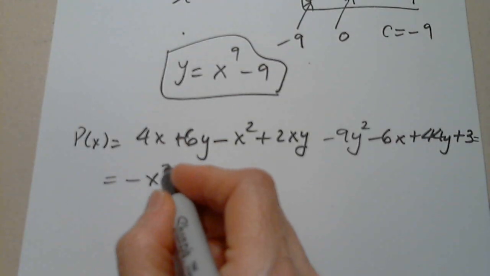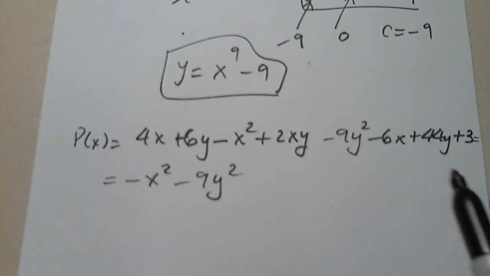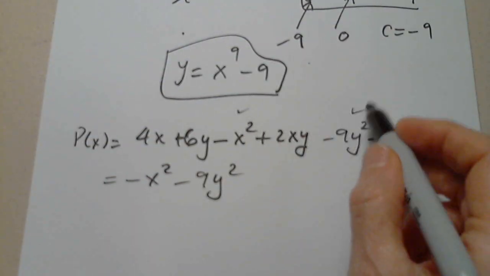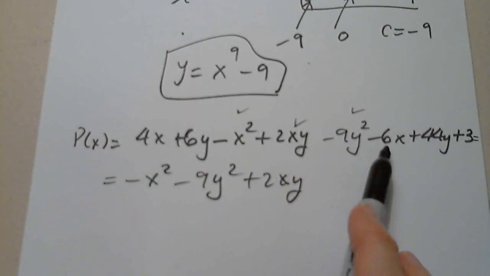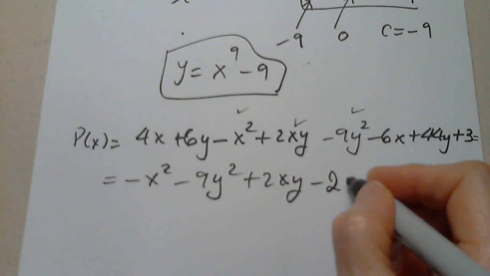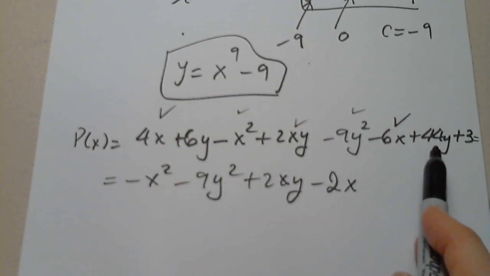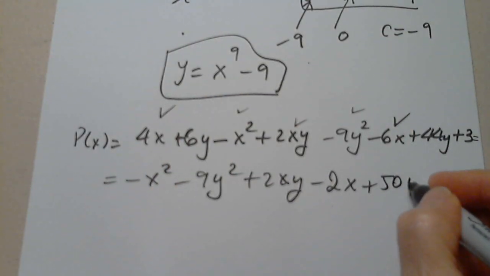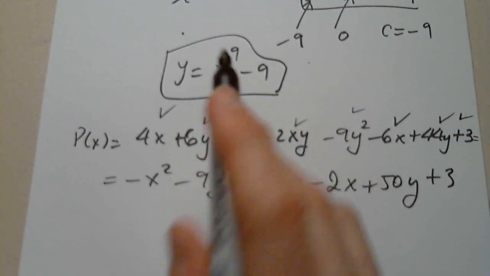So I have a negative x squared. I have a negative 9y squared. So these are done. I have a positive 2xy. I have a 4x with a negative 6x, which is negative 2x. So now these are done. And I have 6y plus 44y, which is 50y. And I have plus 3. And everything is accounted for.